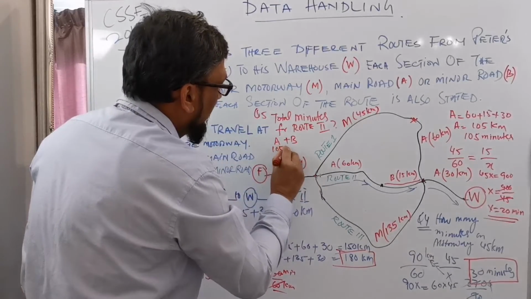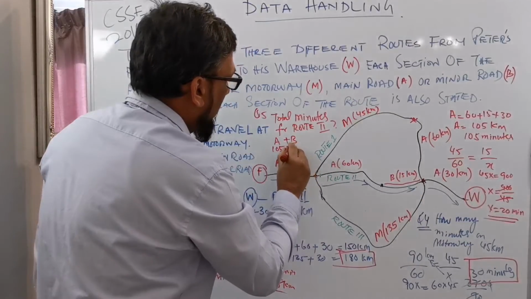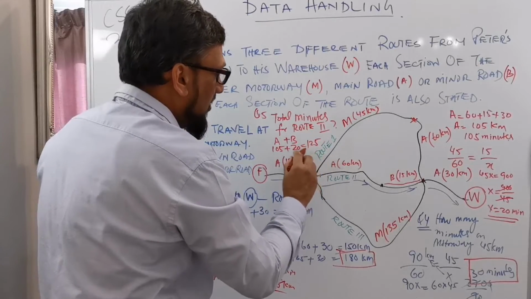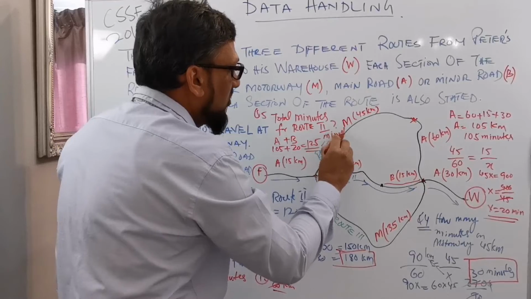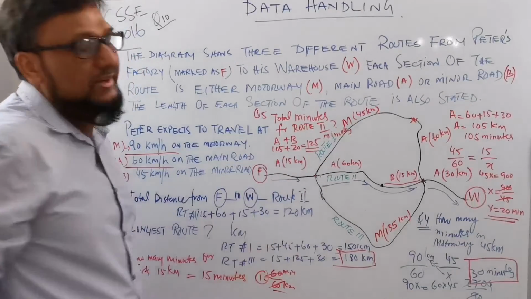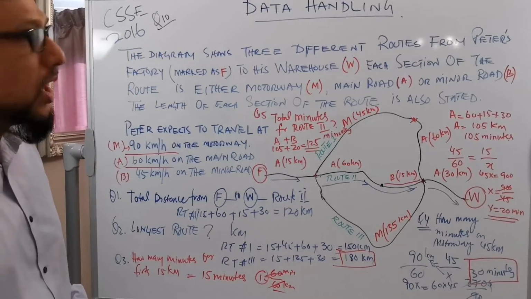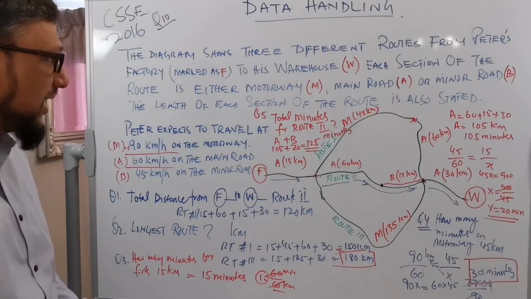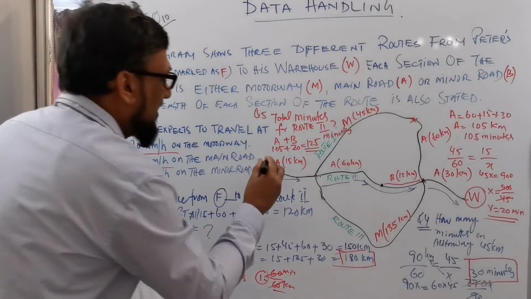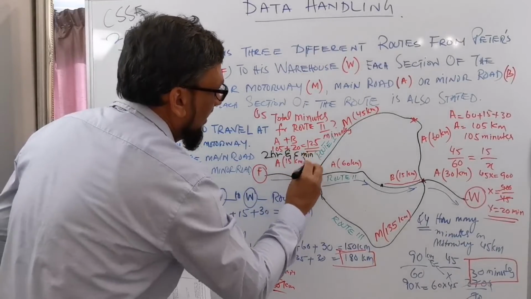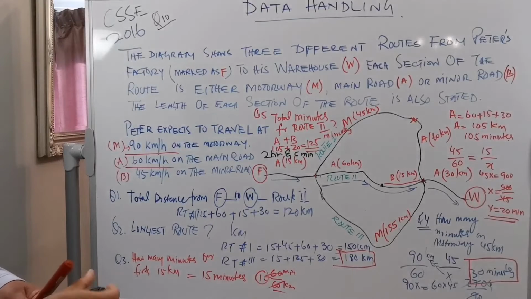And for A plus B, 105 plus 20 minutes, which is 125 minutes. But we need to give an answer in hours and minutes. So very simple, 125 minutes means 2 hours, which is equal to 120 minutes, and 5 minutes. So the final answer for this one is 2 hours and 5 minutes. So this is the answer for the question number 5.